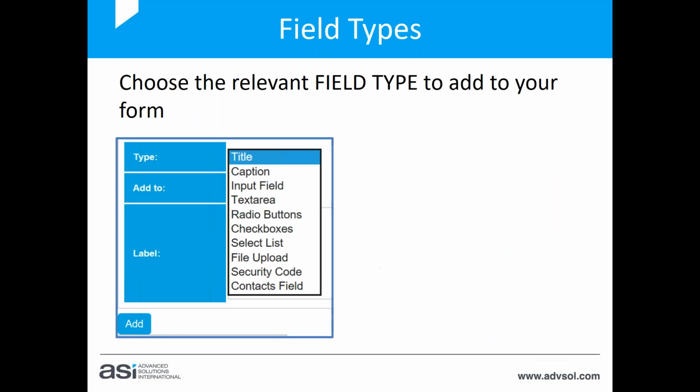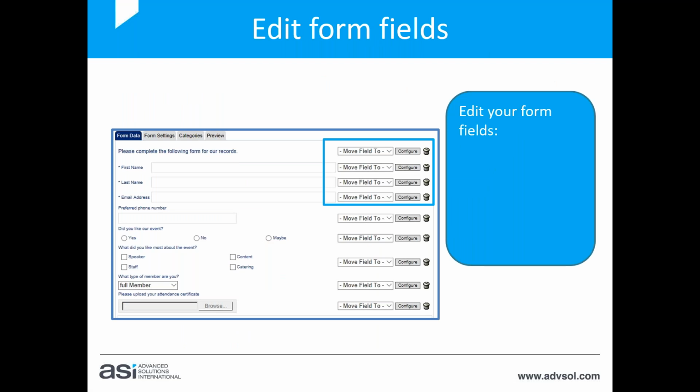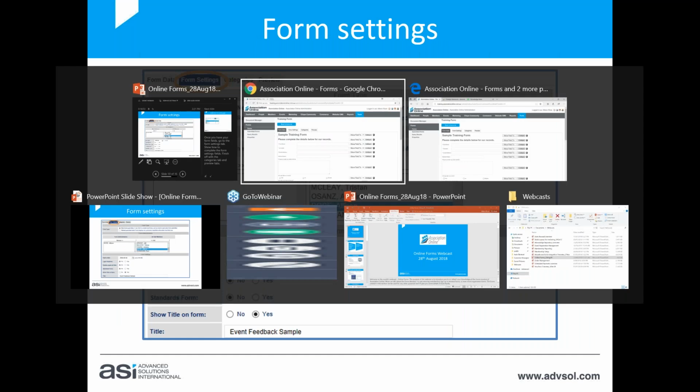So that's an example of some of the field types and how you could use them to create a form. And I just went through how you edit your form fields by moving the field around and configure the field details or delete it. So now we've got our form data, let's go and look at our form settings. So I'm going to show you how to complete some of the form setting fields.